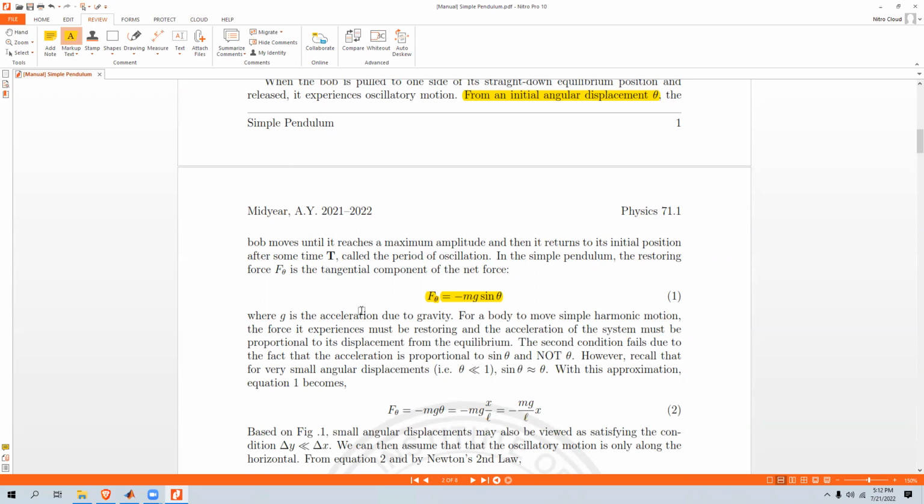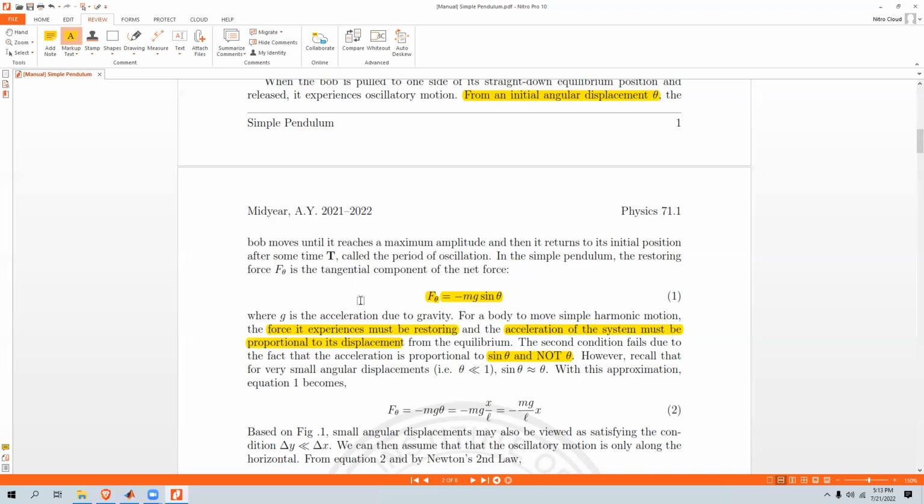For a body to move in simple harmonic motion, the force it experiences must be restoring, and the acceleration of the system must be proportional to its displacement from equilibrium. These are our two conditions. However, given our force of negative mg sine theta, our condition will actually fail because the acceleration in this case will be proportional to sine theta and not just theta. So we find ourselves in a conundrum here. How do we resolve this problem?